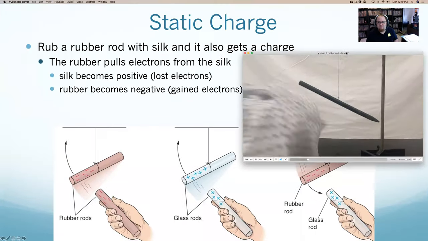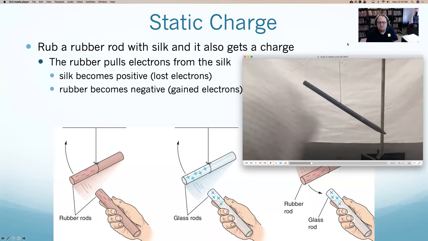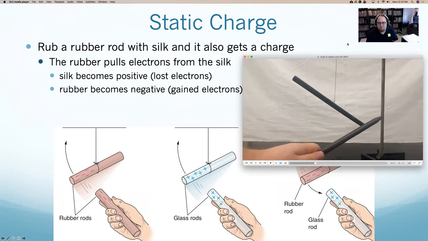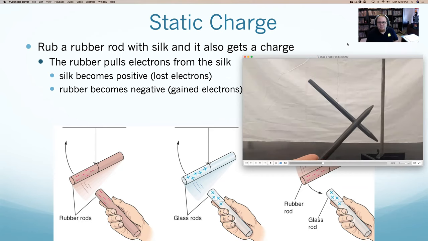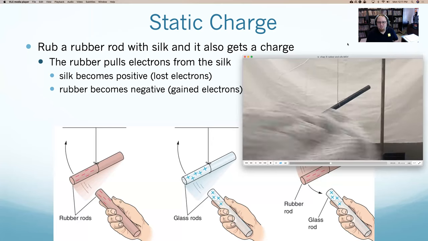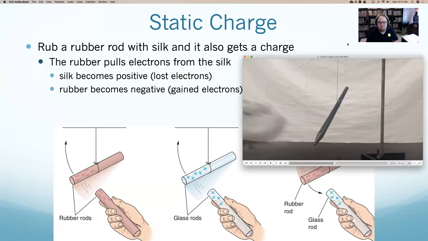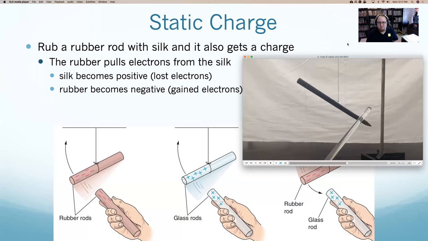this right here is a rubber rod I just rubbed with silk. If I take another rubber rod and rub it with silk, they are going to repel each other. As I get close, you can see that it turns around and goes in the opposite direction. The reason why is they both have negative charges. They repel.